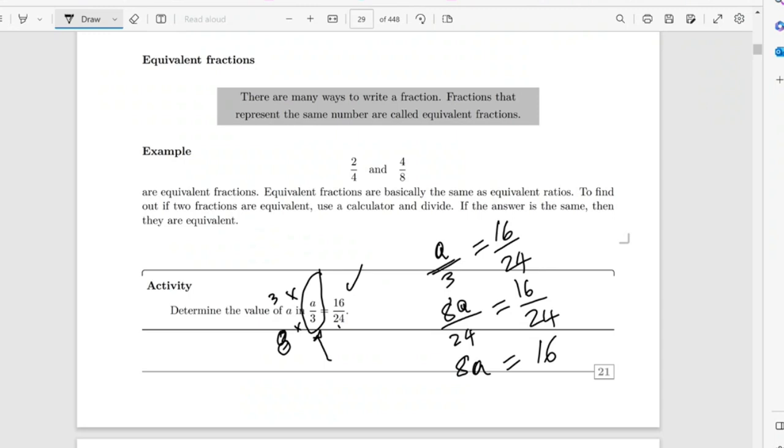You've got 24 on your left-hand side on your denominator, and 24 is only on the denominators, guys. You drop your denominators if they are the same, then you take the numerators. Then you've got 8a. Therefore, now you divide both sides by 8. So this is going to be equal to 2.